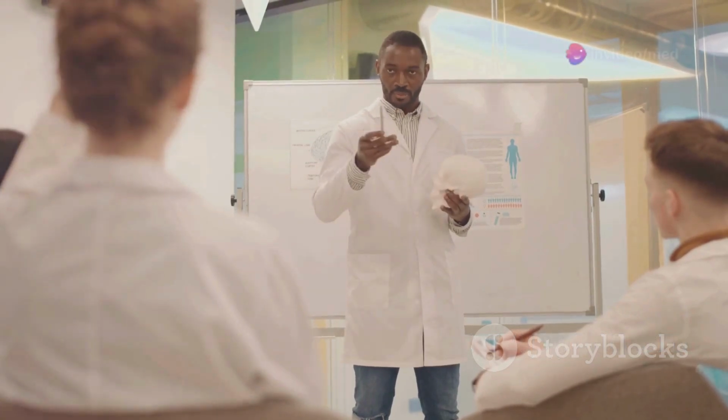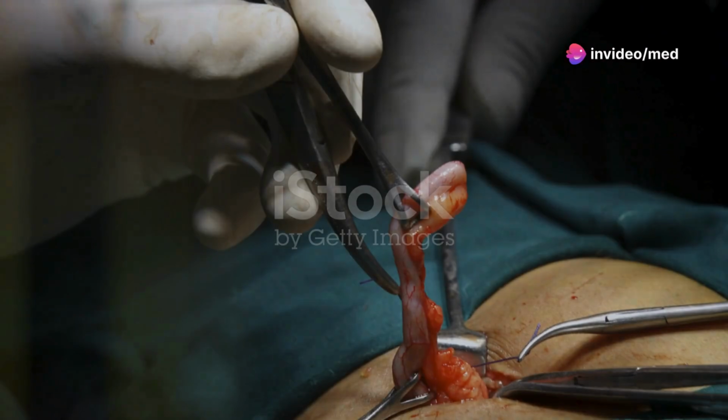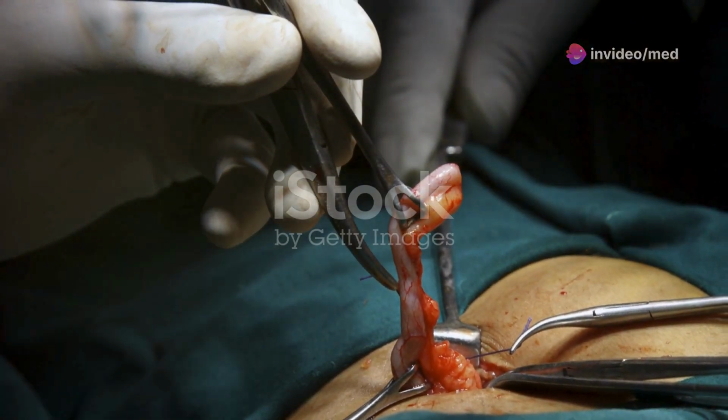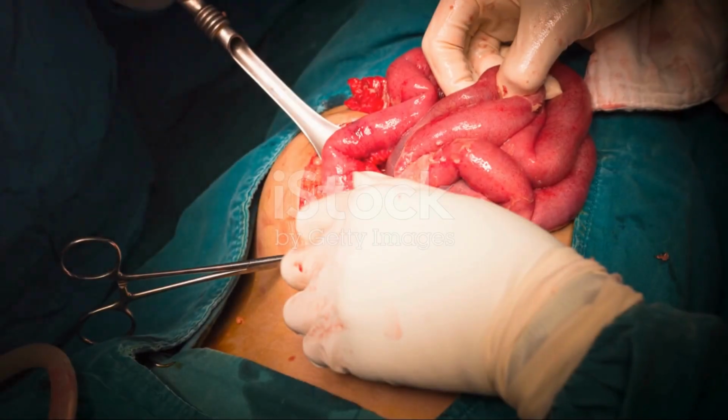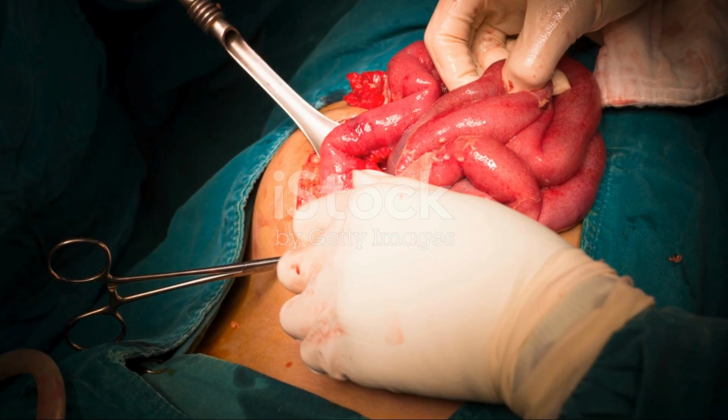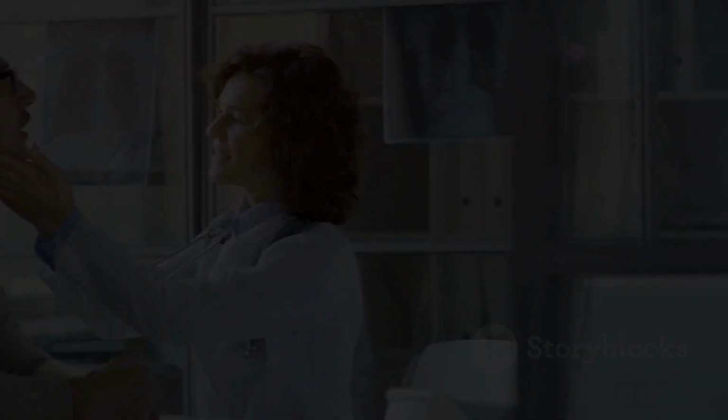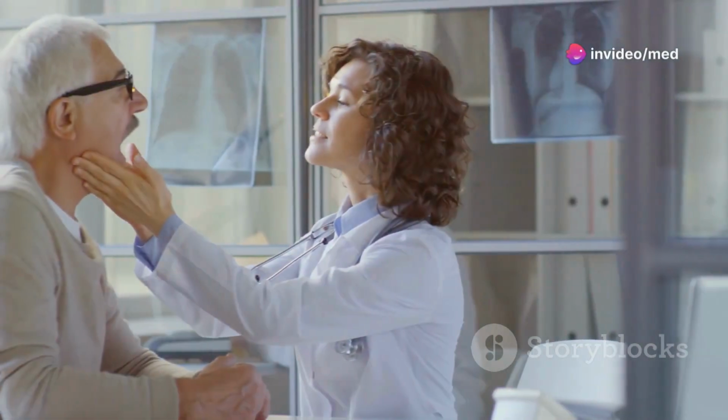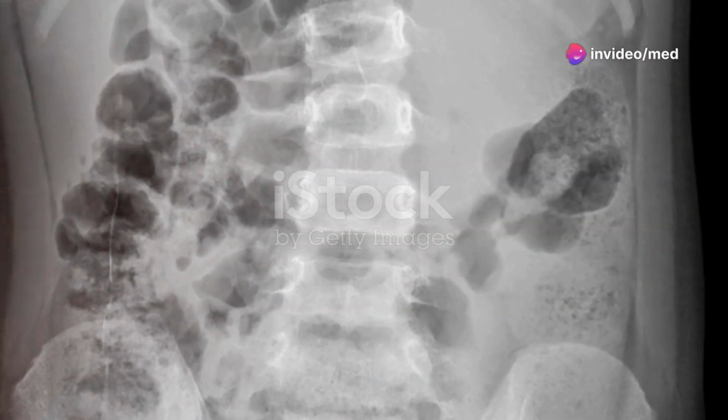Section 4. Pathophysiology, the inflammatory cascade of appendicitis. Appendicitis typically begins with obstruction of the appendiceal lumen. This obstruction can be caused by various factors including fecaliths, which are hardened stool, lymphoid hyperplasia, which is the enlargement of lymph tissue, foreign bodies, or even tumors.